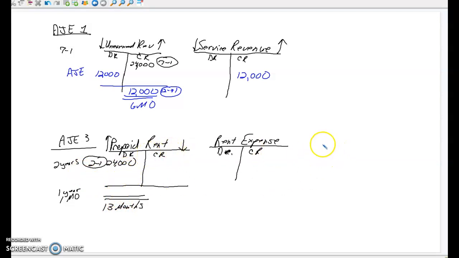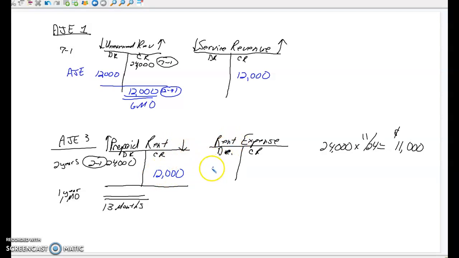So we can figure out $24,000, and we've consumed 11 out of 24 months. And let's see, that's $11,000. Yeah, so $1,000 a month, isn't it? So our adjusting journal entry will be to take $12,000 out of prepaid rent.